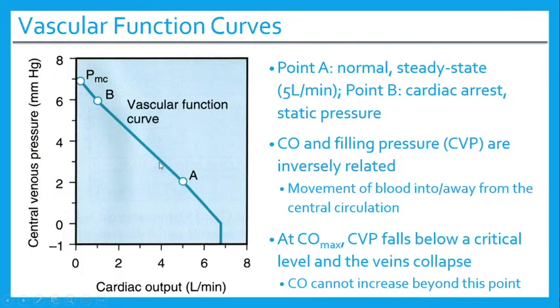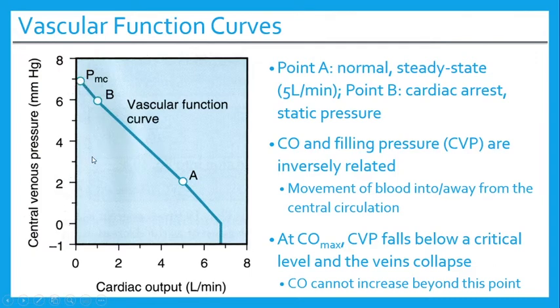So now let's talk about this vascular function curve, right? Notice how cardiac output is our independent variable and it is affecting our central venous pressure, our preload. Here we see point A on this graph is a normal steady state cardiac output, around 5 liters per minute. Point B would be cardiac arrest, with no blood being pumped out. This point right up top is just the static pressure of the blood when cardiac output is at 0.